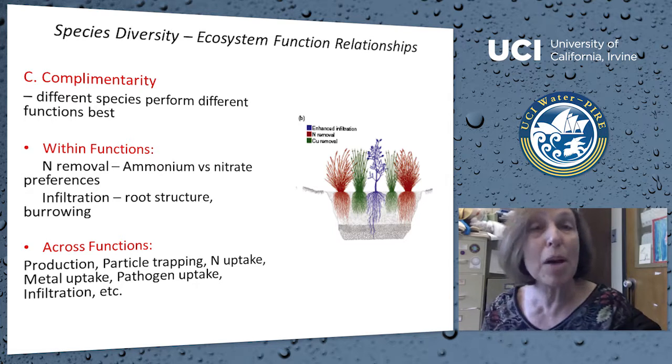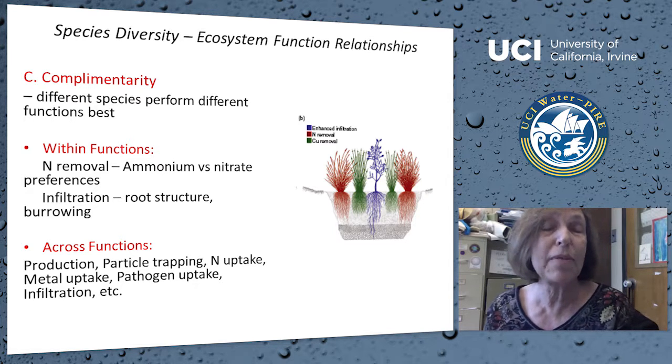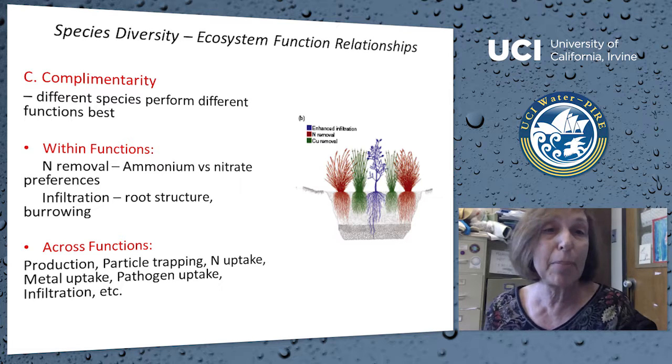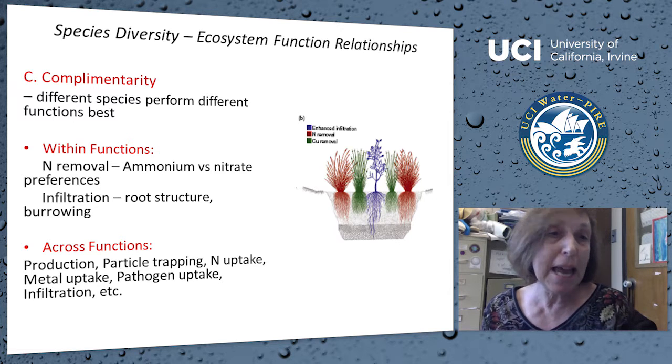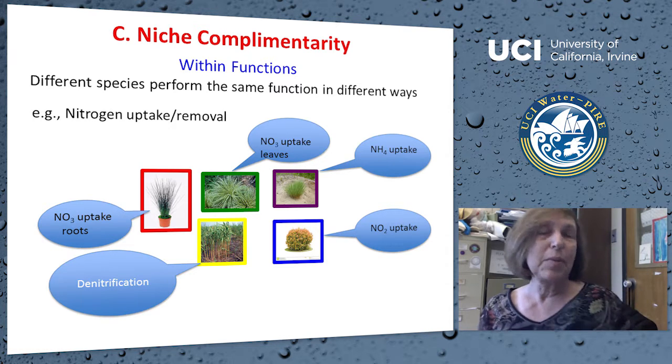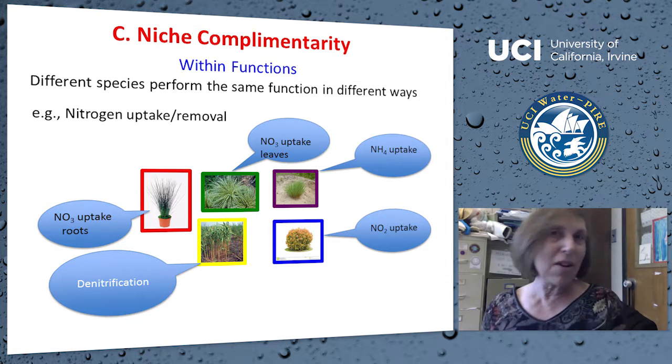A third possible hypothesis for why we might find positive species diversity ecosystem function relationships is called complementarity, with the idea that different species perform different functions or different ways of achieving a function best. So this can happen both within functions and across functions. If we go to the next slide, it has a big C, niche complementarity on top.